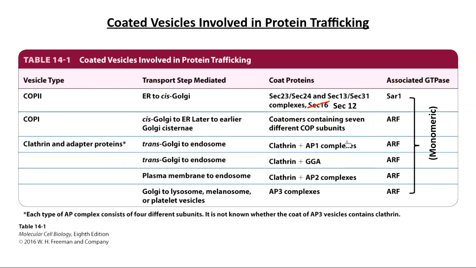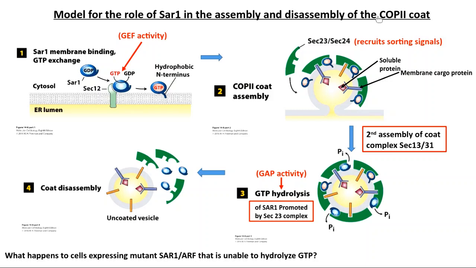Let's go to the next slide to see how the coat protein formation actually happens, especially in the case of the COP2 coat. Remember, the COP2 coat is formed on top of the vesicles which are to be taken from ER to cis-Golgi, that is, for anterograde transport, and the GTPase present in those COP2 coated vesicles is called SAR1, that is this one. So SAR1 is in GDP form. It's a GTPase protein. It is in GDP form when it is isolated and in the cytosol.